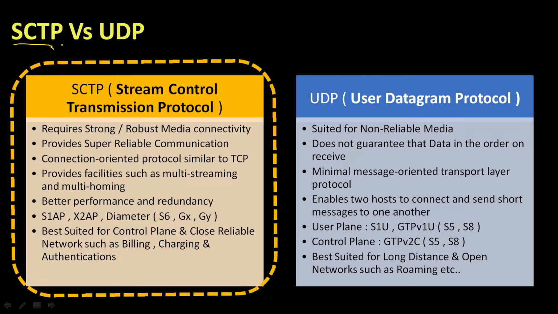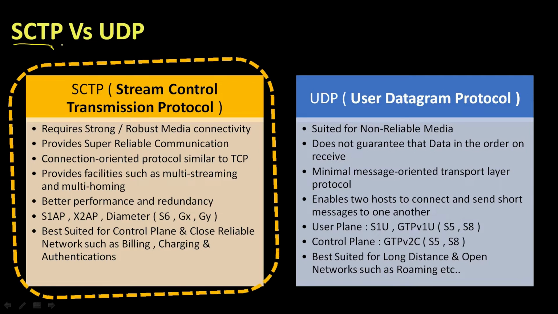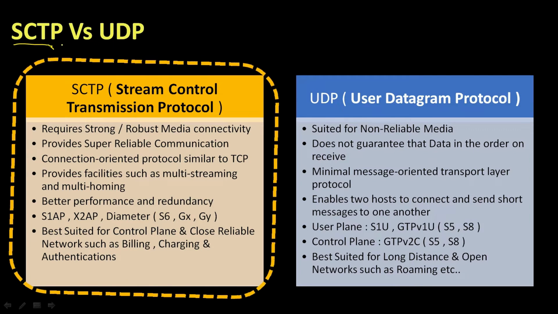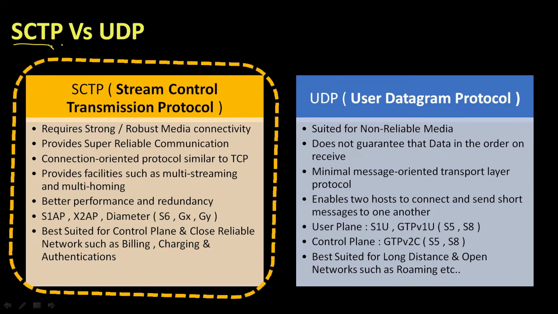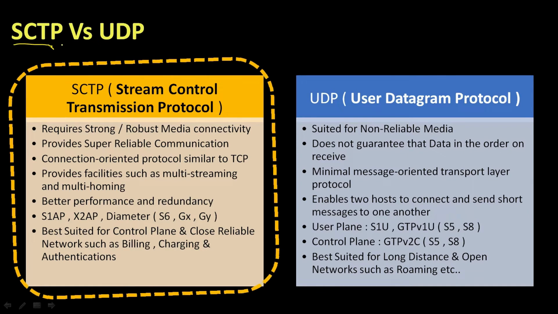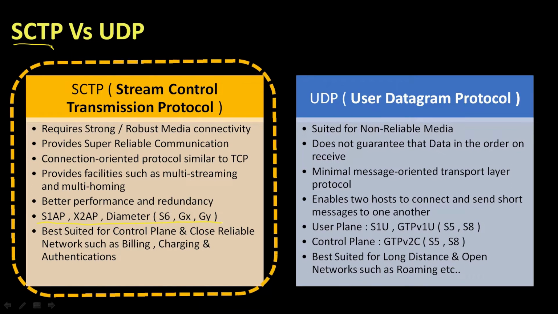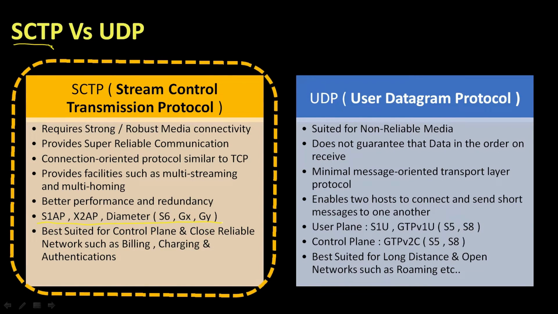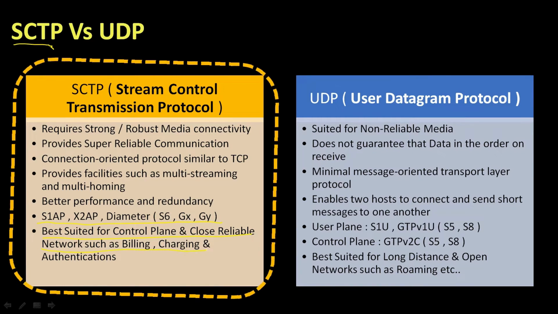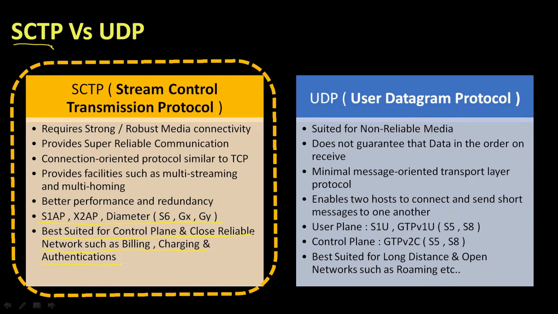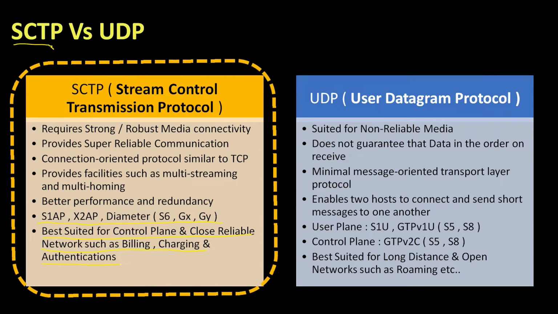This is a connection oriented protocol which is much similar to TCP, and gives you all the benefits of TCP in terms of reliability, retransmission, and handling errors. This is a much more robust protocol which gives you better performance and redundancy. A couple of links that run on SCTP are S1-AP, X2-AP, Diameter, S6, Gx, Gy, and so many of them. This is mostly used in the LTE or 4G network. It is best suited for the control plane and typically used in a closed reliable network within a particular network, and used for various purposes such as billing, charging, and authentication.